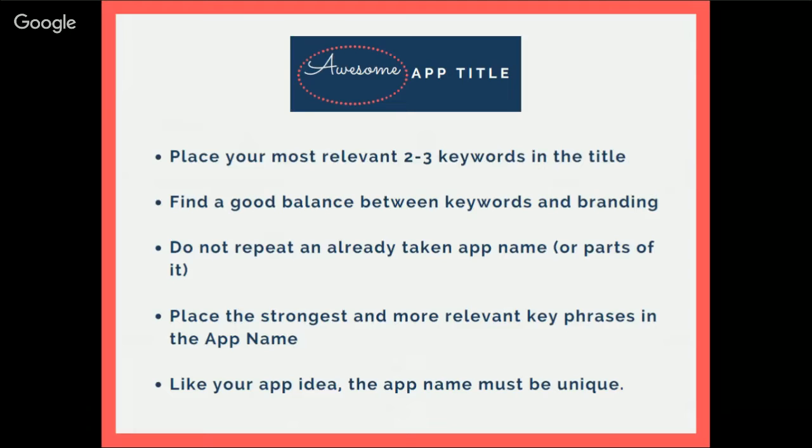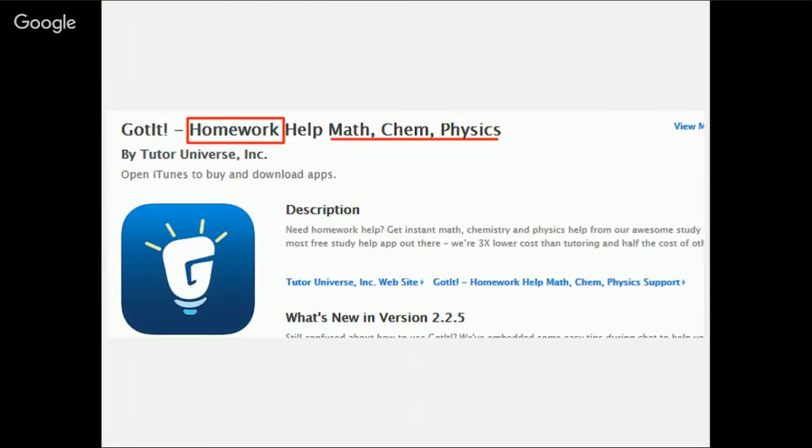And just like your idea, your app name should of course be unique. I've given an example here: this is a homework application targeted at students. If you see how they've used keywords within their titles: Got It, homework, help, math, chemistry, physics. You can easily see how keywords have been put into the title. In fact, if you go a bit down and notice their description, you would see that homework comes right away in their first line as well: need homework help, get instant math, chemistry, and physics help from our awesome study, most free study help app out there, and so on.